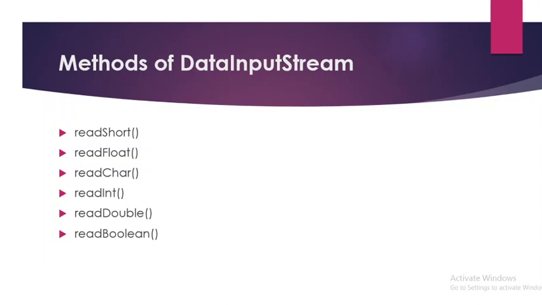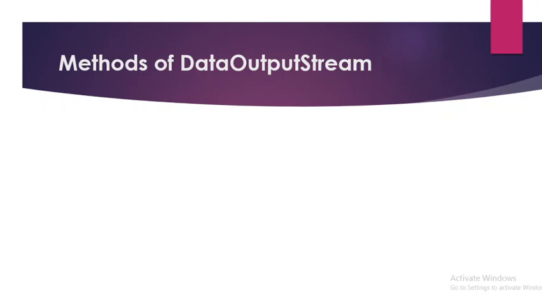Read boolean. This is used to read a boolean type data from a given stream. Read long. It is used to read a long data type from a given stream. Read line. It is used to read a line from a given stream. So these were all the types of read methods.